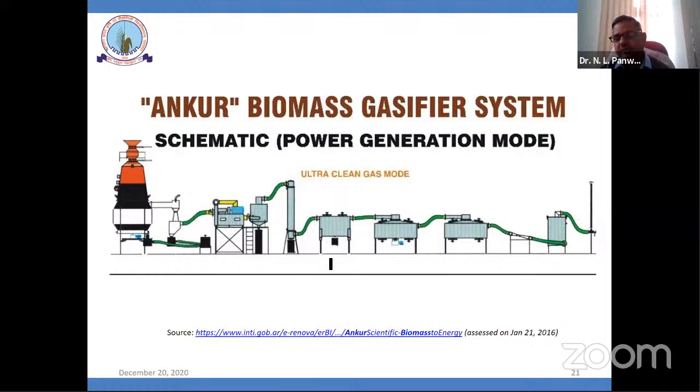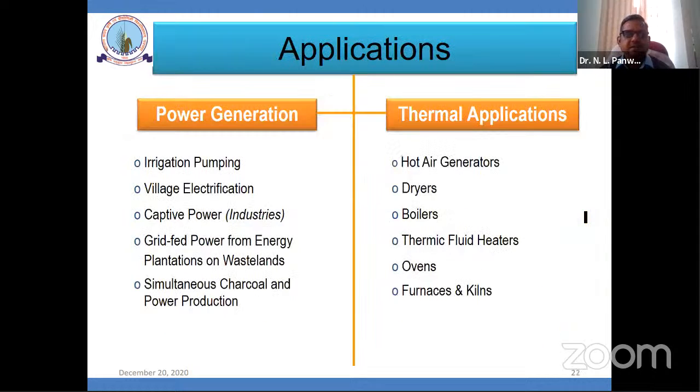Once the gas is cooled, it contains moisture. So some moisture separators and ultra filtering are required. Then it is combusted in the engine, so that it can generate electricity and give a clean combustion gas. So that is the application of this biomass gasifier for power generation. You can go for irrigation pumping.